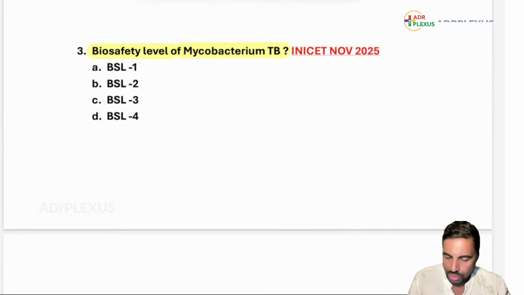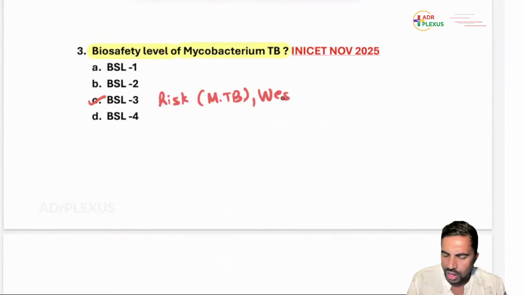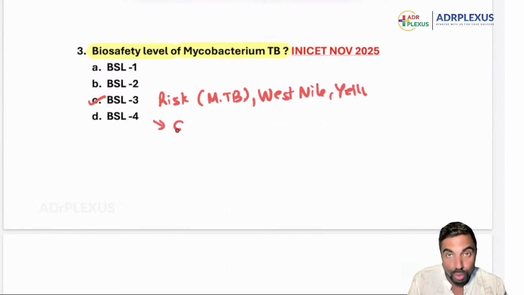So actually for tuberculosis, it is 3, because TB comes under a risk bacteria. Especially Mycobacterium tuberculosis is very important, so it comes here only. Okay, so you can add your West Nile, yellow fever. These things will come here. Yellow fever, etc. And BSL-4 is the most dangerous one.